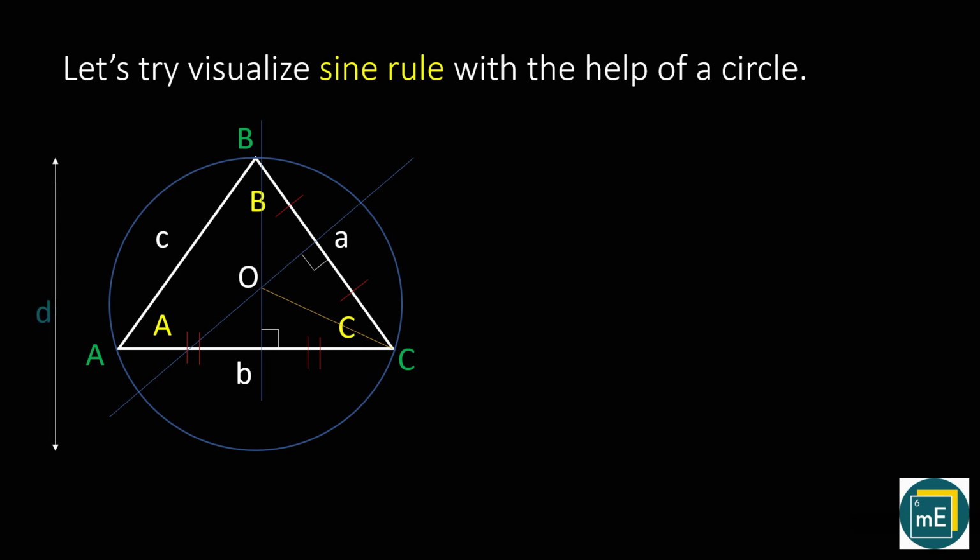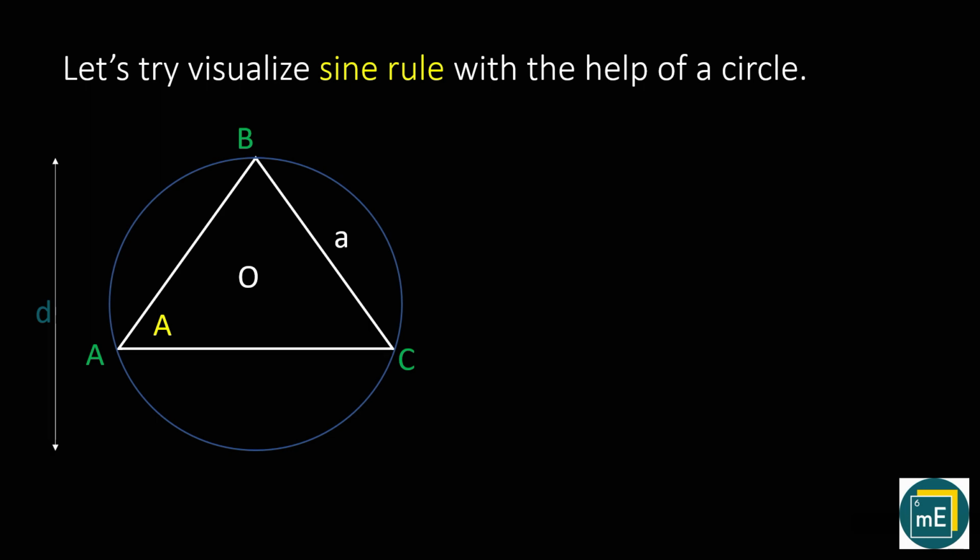As we know, the sine rule consists of three ratios. So let's try to define each ratio individually. To start with the first ratio, which is given by side A upon sine of angle A, let's focus on angle A and side A. Over here, angle A can be imagined as an inscribed angle of chord BC, whose length is given by small letter A.